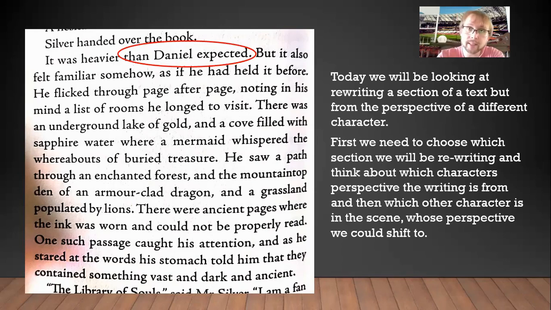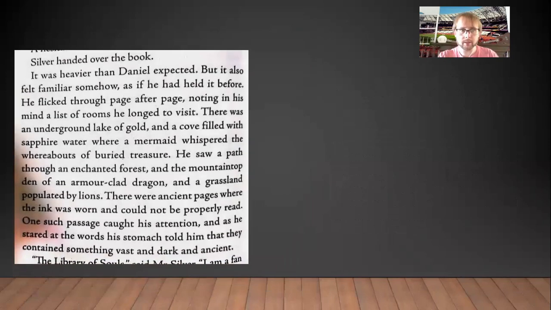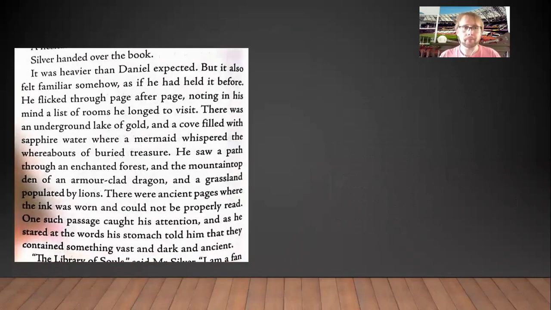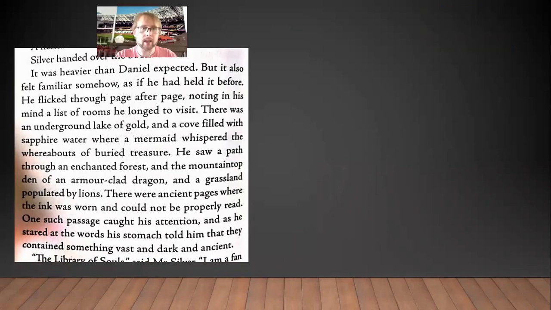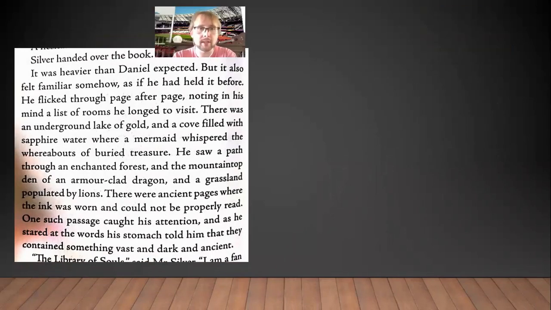Now, the other person in this scene is Lucian Silver, the owner of the Nowhere Emporium. So that's who I'm going to change the perspective to. So I'm going to go from it being from Daniel's perspective to Lucian's perspective. So how do we do that then? Well, what I do is I try and stick as much as possible to what was said in the text.